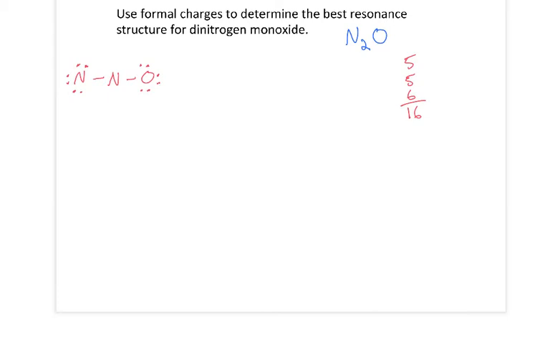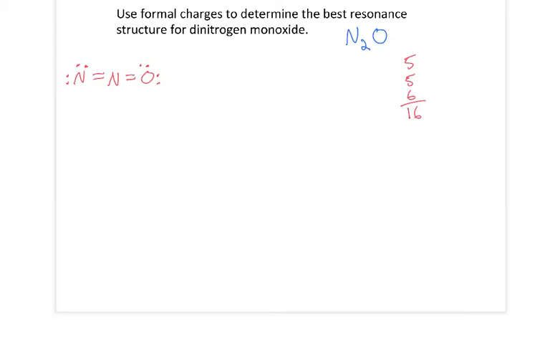So I'm going to need to make 2 double bonds. And I can either take a lone pair from the nitrogen and the oxygen. I could take 2 lone pairs, giving a nitrogen-nitrogen triple bond. I could take 2 oxygen lone pairs, giving a nitrogen-oxygen triple bond. So I'm going to have 3 different resonance structures. So let's go ahead and draw these 3 possibilities.